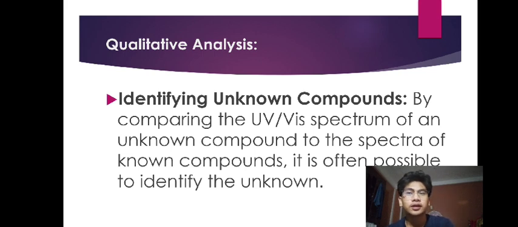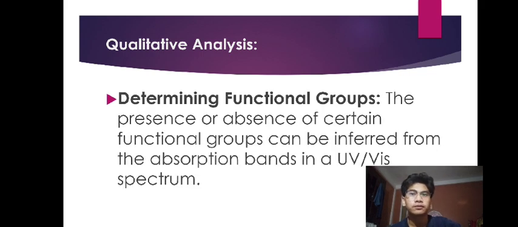Let us now proceed to the qualitative application analysis of the topic. First is identifying unknown compounds. By comparing the spectrum of an unknown compound to the spectra of known compounds, it is often possible to identify the unknown. And in determining functional groups, the presence or absence of certain functional groups can be inferred from the absorption bands in a UV visible spectrum.